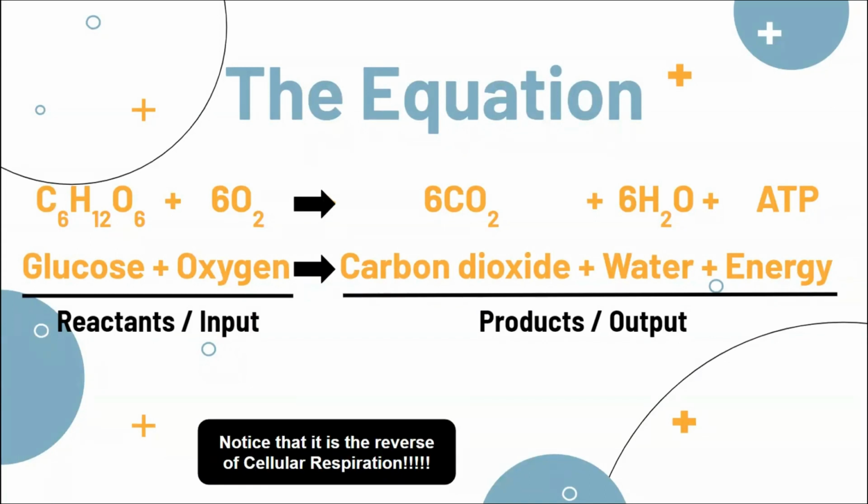And our products, what's produced, are carbon dioxide, water, and energy. Now, energy is the main product. Carbon dioxide and the water produced are actually just byproducts, which means they're not used so much.